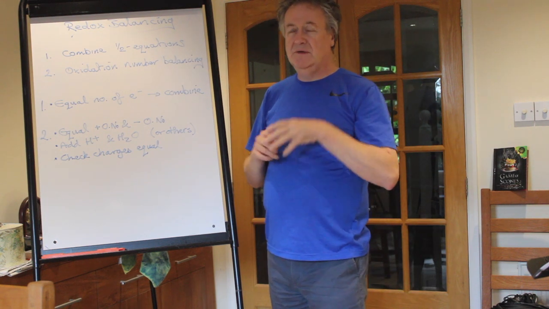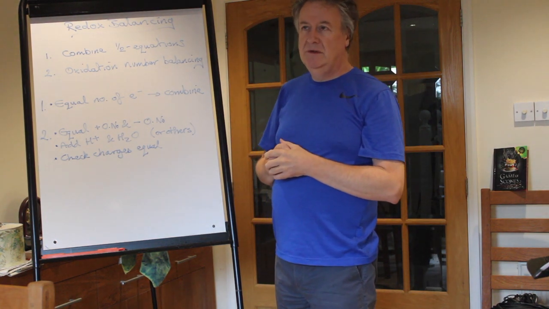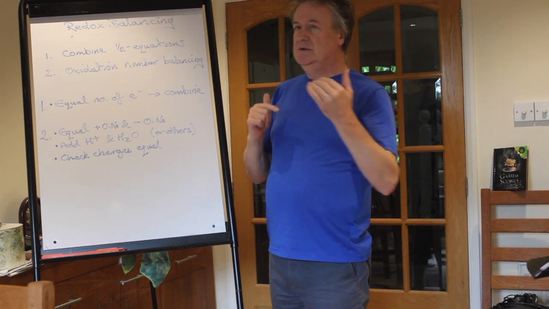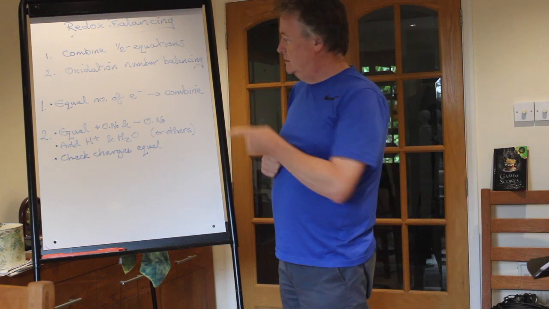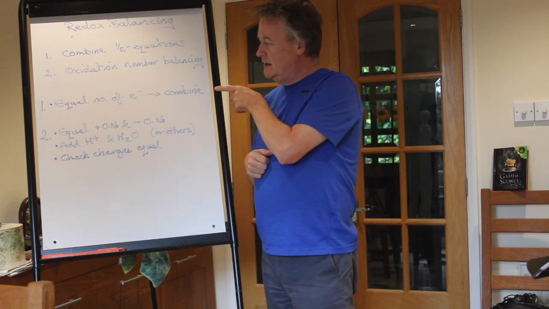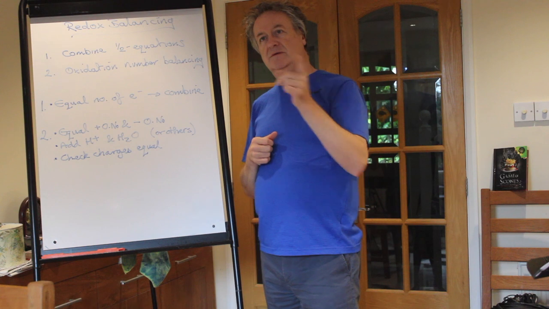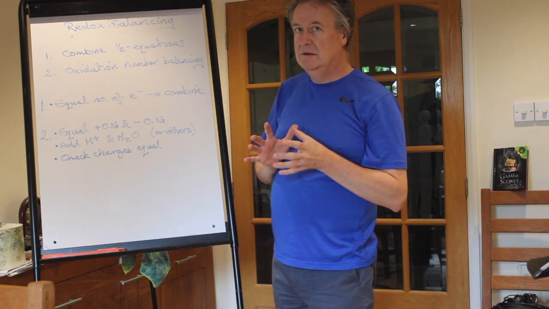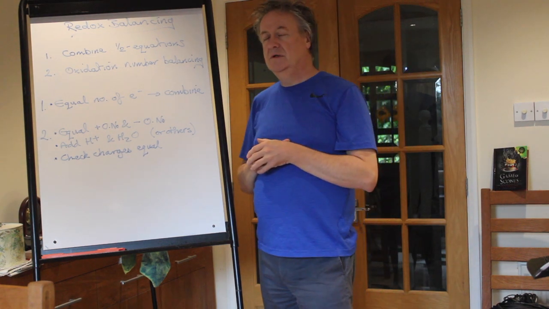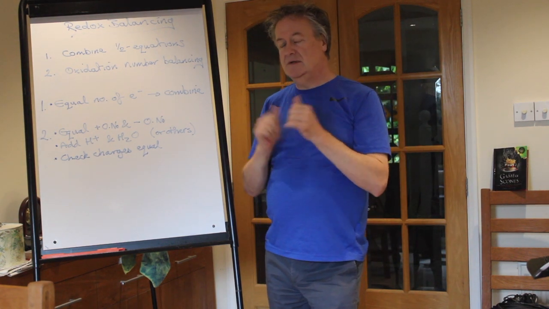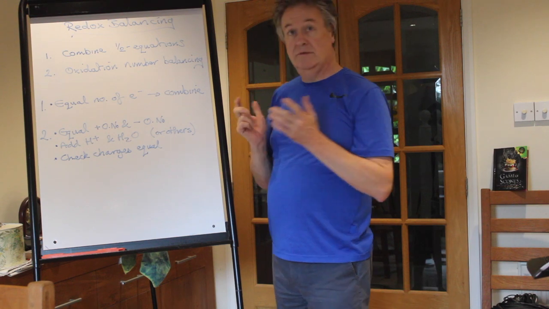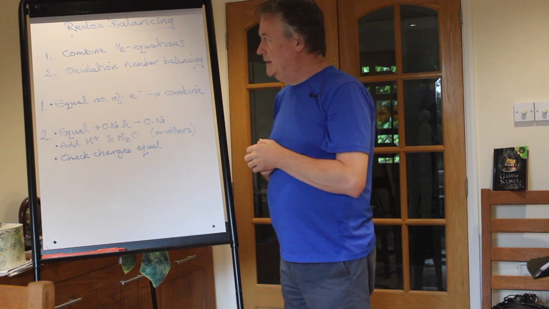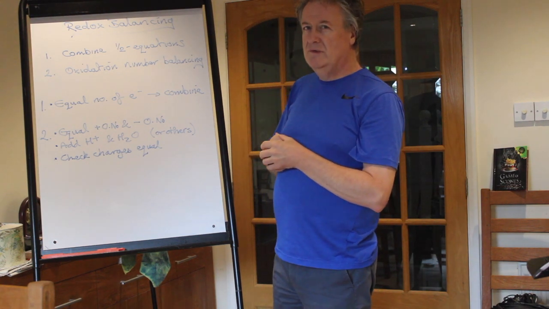Combine half equations, so you have a pair of half equations, one releasing electrons, one taking them in. You make sure that by multiplication you get equal numbers of electrons. So equal numbers of electrons released and taken in by multiplication of the entire half equations. And then you just put them together and the electrons disappear and you've got a balanced equation, because ultimately this is about balancing equations.